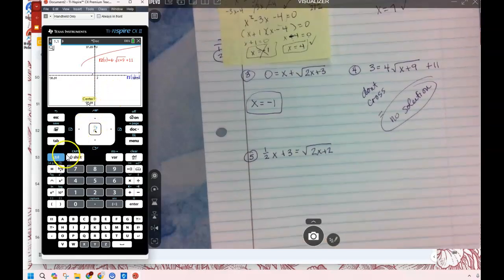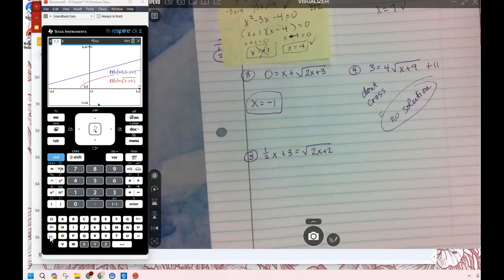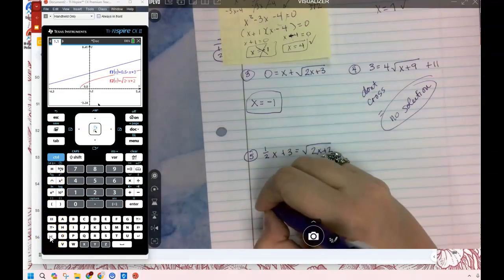And one more. Tab up to 1. I'm going to put in this side, which this side has got a whole thing here. 1/2 x plus 3. And tab, go to F2 for the other side. The square root. Control square root 2x plus 2. This one also does not cross, so this would also be no solution.